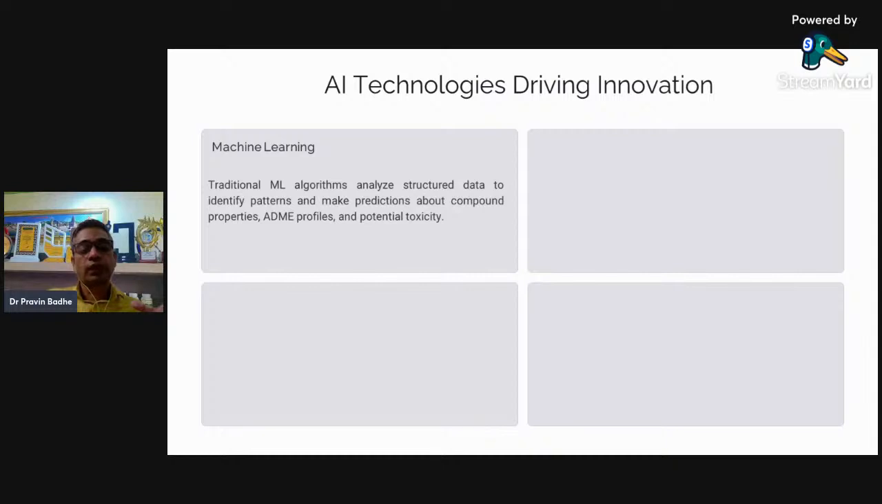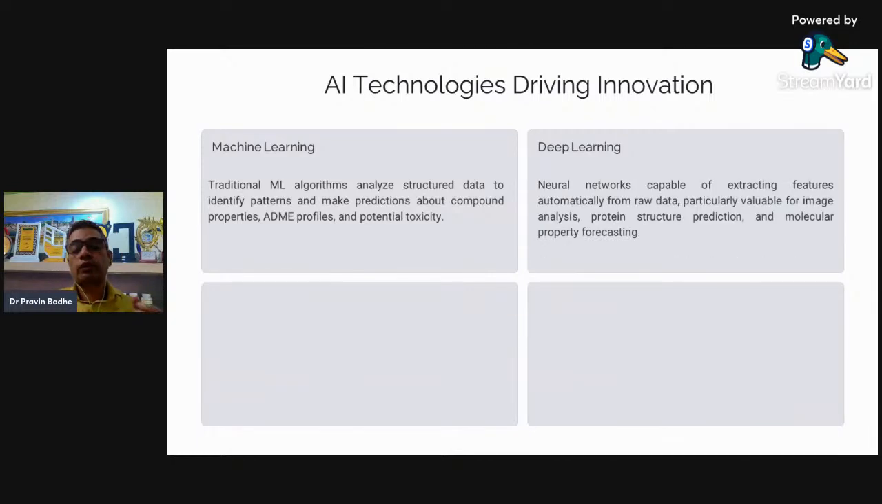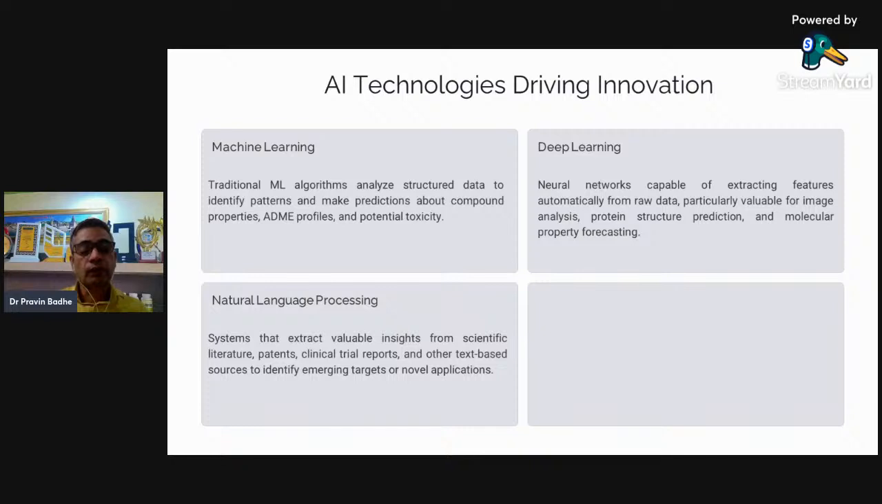But now it has moved again. The machine learning has moved towards deep learning, where you can extract the information from your raw data. The raw data can be images, it can be structures of the protein, and it can also be properties of the molecule, and it is going to help to predict or forecast further information in the drug discovery. In addition to deep learning, there is also natural language processing, where the insight from the scientific literature can be utilized, patent information can be utilized, clinical trial reports can be utilized, and other text sources can be identified.